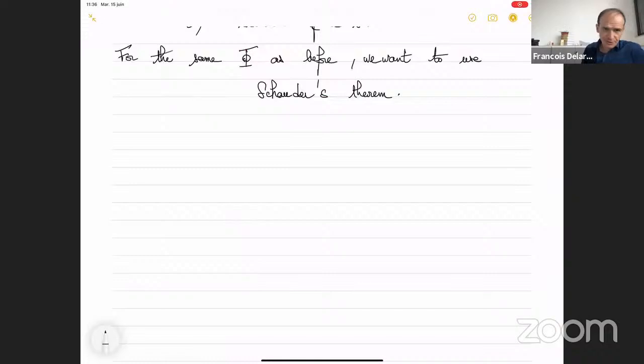So we want to use Schauder's theorem for proving that there is a fixed point to this function phi. So how to do this? Maybe before I explain this to you, I should recall the shape of Schauder's theorem.